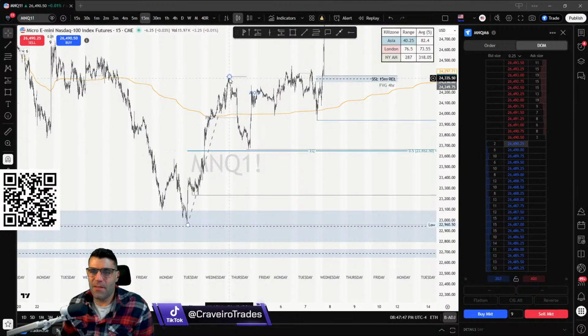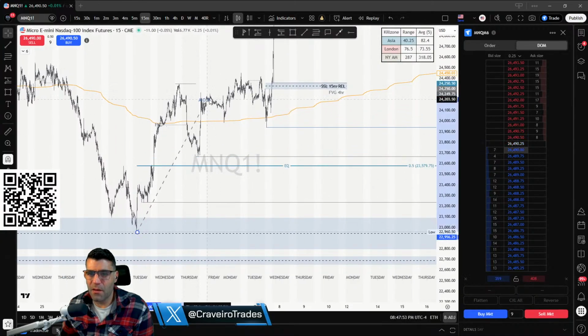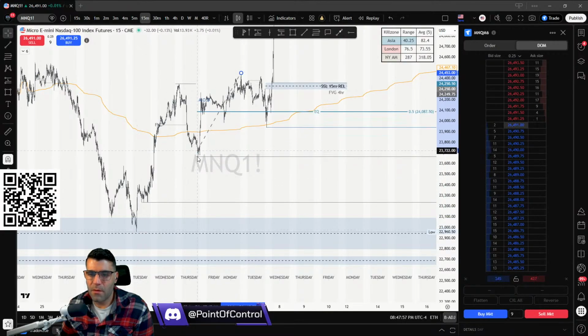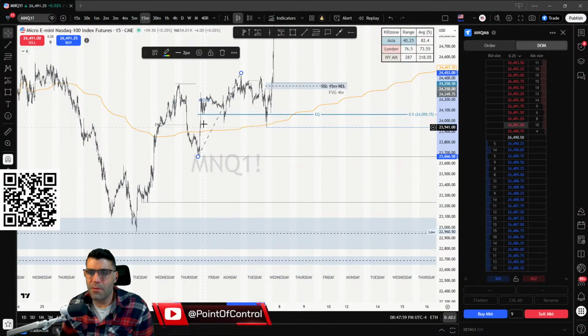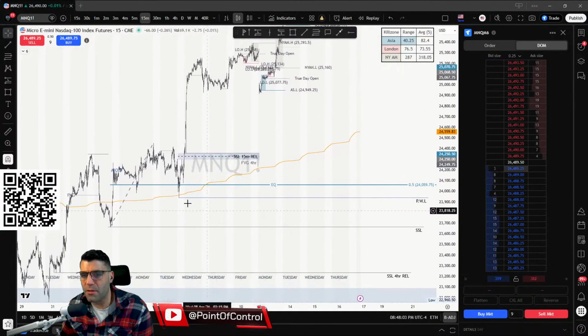But retracement to the 50% EQ range. Expansion. Okay. What do we do? Expand it up. Retrace back down to 50% range.